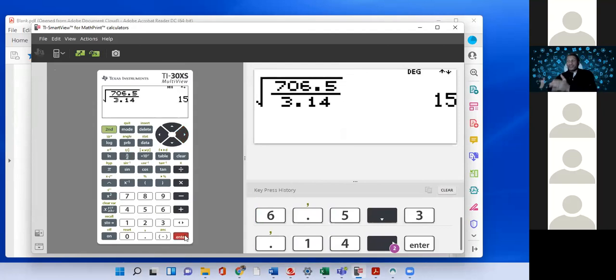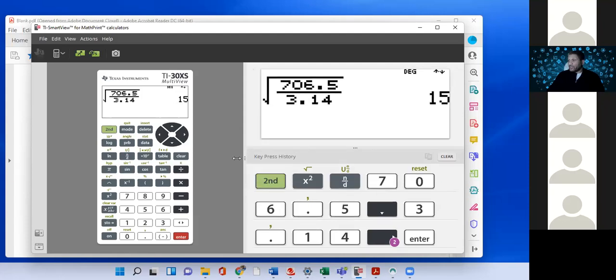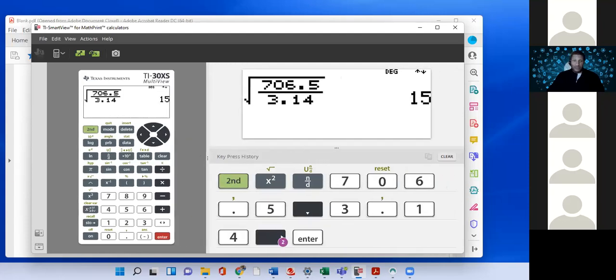That tells me, remember, that's solving for your radius. So remember, r equals the square root of area divided by pi. Okay, we put that in the calculator. Our radius is 15. If our radius is 15, what's our diameter?